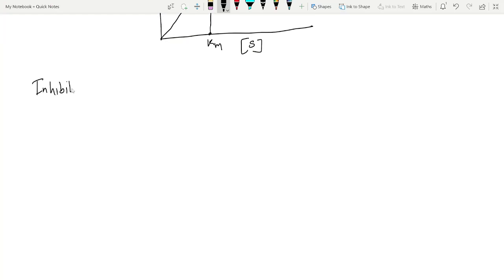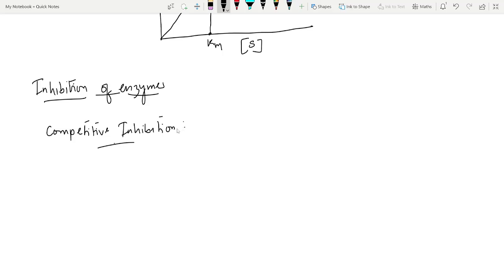Inhibition of enzymes. Okay. Now the type of inhibition that is given in your NCERT, this is known as what? It is known as competitive inhibition. Okay. Competitive inhibition is the type of inhibition which is given in your NCERT.